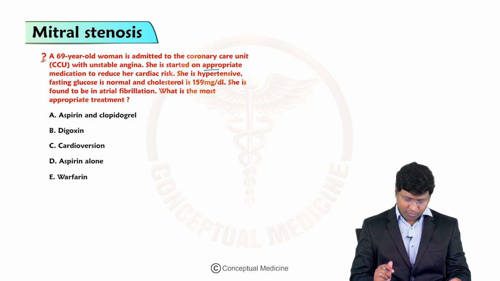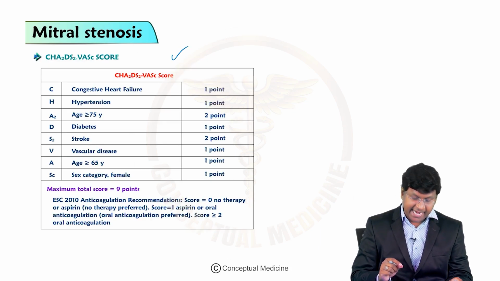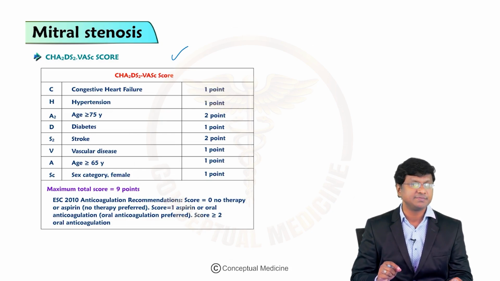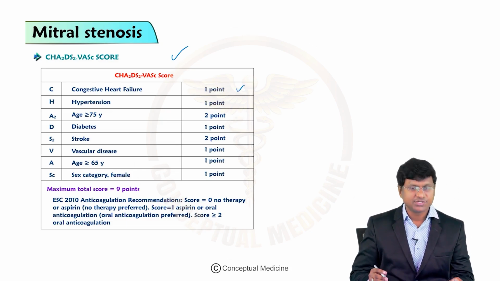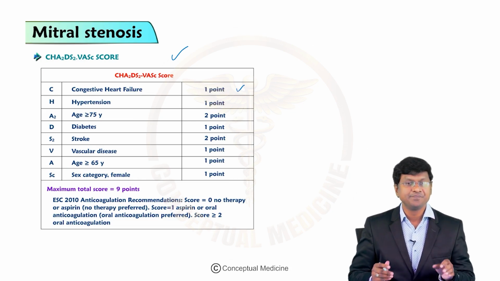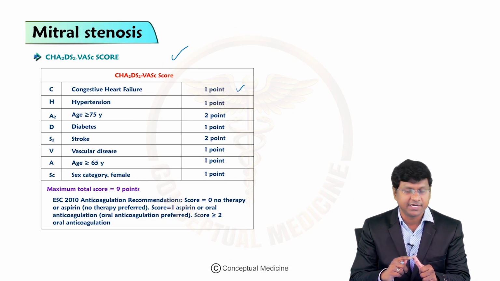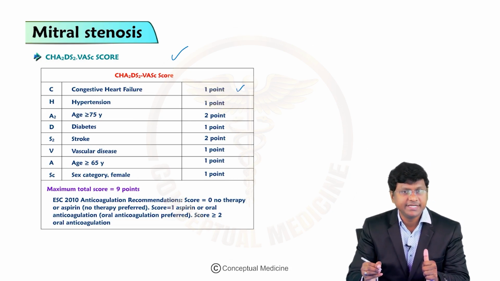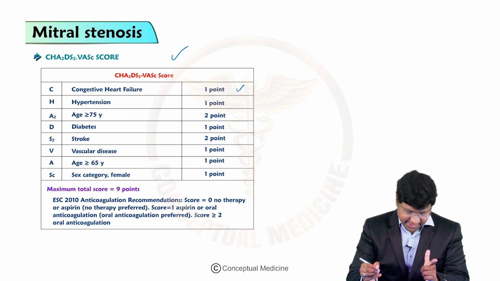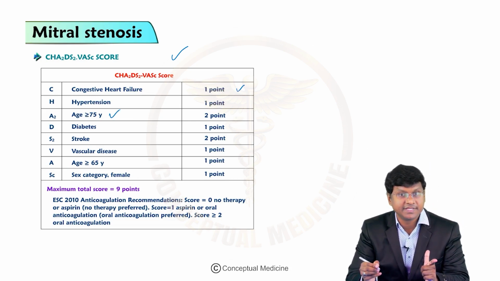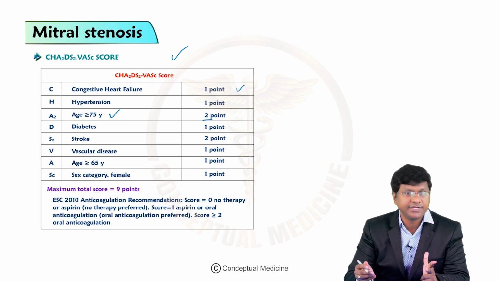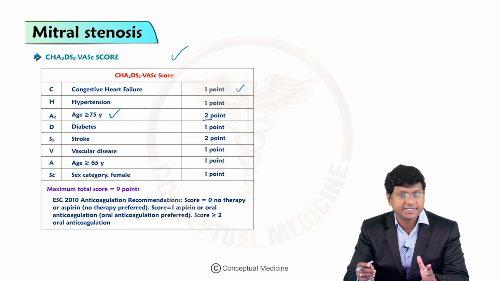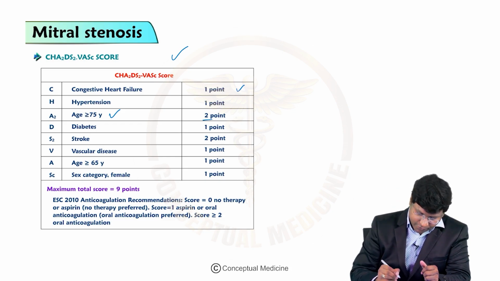Whether to give antiplatelets or anticoagulants is decided by a scoring system called the CHA2DS2-VASc scoring system. The letter C stands for congestive heart failure, where the individual gets 1 point. The letter H is the presence of hypertension; if it is there, the individual is given a score of 1 point. And age of the individual greater than or equal to 75 years gives a score of 2 points.